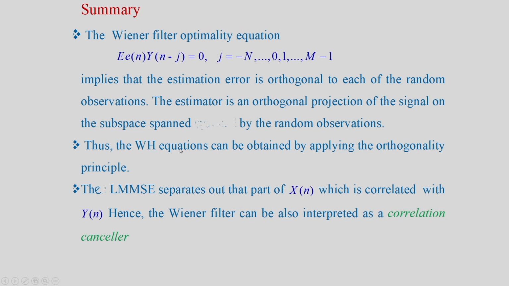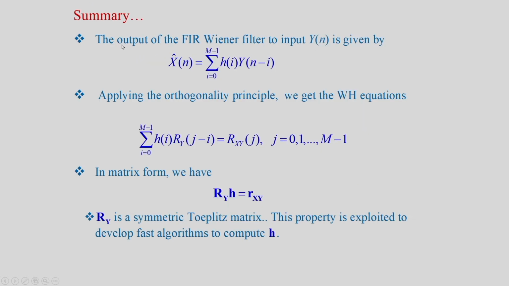Thus, the Wiener-Hopf equations can be obtained by applying the orthogonality principle. We have also seen that the LMMSE separates out that part of x n which is correlated with y n. Hence, the Wiener filter can be interpreted as a correlation canceller. The output of the FIR Wiener filter to input y n is given by this, and these filter coefficients we have to find out using the orthogonality principle.